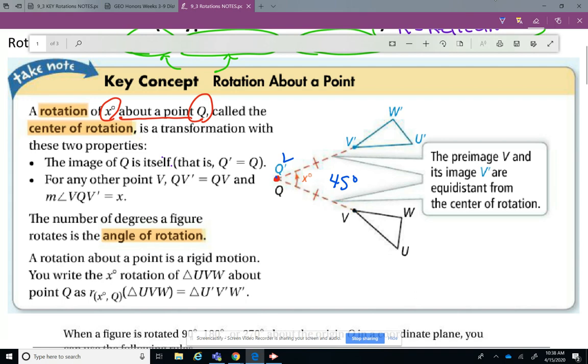Let me show you something else. If I'm rotating point W, I'll do purple this time, and the distance from Q to W is this far, and I rotate it about that point 45 degrees, the distance from Q prime to W prime is going to be the same distance as it is from Q to W. And we can do that for each point. Let's pretend we're getting ready to rotate U. The distance from Q to U is going to be the same distance from Q to U prime. So the distance is preserved.